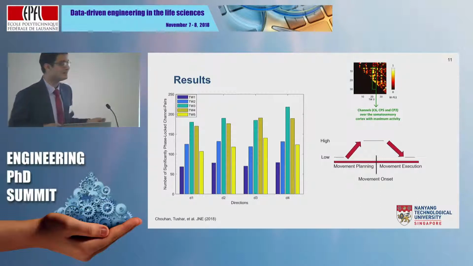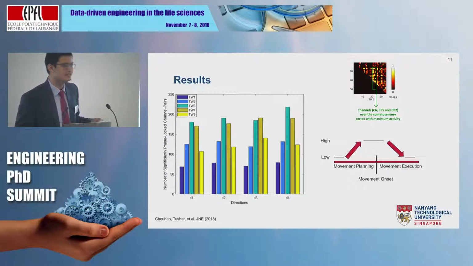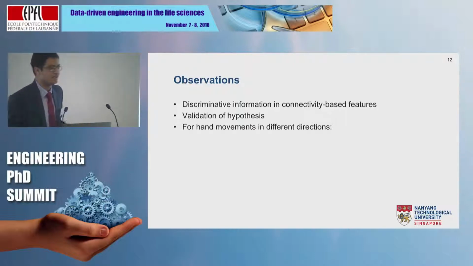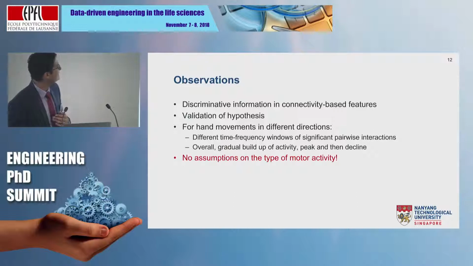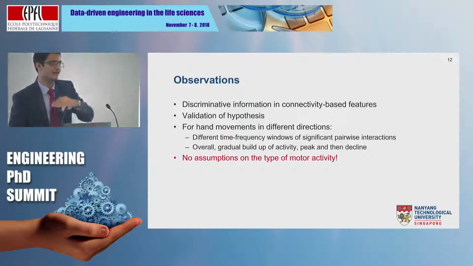This probably means that such a network could, in fact, have a role to play in movement initiation rather than movement planning and execution. Of course, this is to be verified using neuroimaging studies, for example. So what we have seen so far is that there's definitely evidence of discriminative information in such features, and using single-trial classification, we can validate our hypothesis, because this basically means that our initial model is working quite well. And what we have seen is that there are different time-frequency windows which show dominant interaction, and overall there is a buildup of activity, peaks around the time there is movement initiation, and again declines, right?